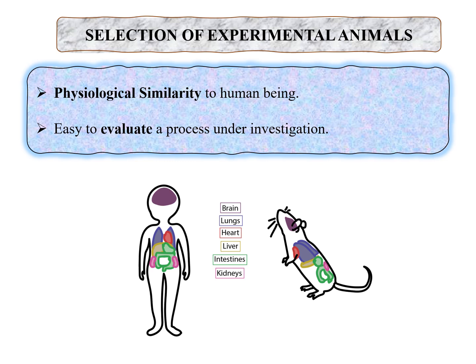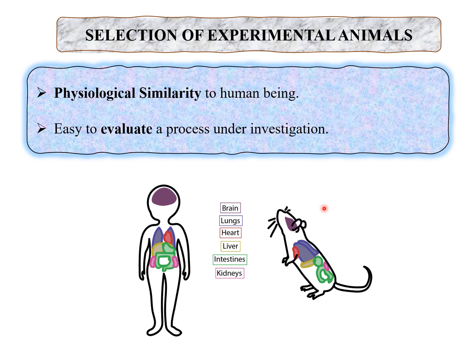As you can see in the picture, the brain, heart, lungs, kidney, intestine, all the organs are similar to that of the rat. So whatever study we want to perform on brain, lungs, heart, liver, intestine and kidney, we can perform on rats first. And if we find safety and efficacy in the rat, we can perform the same study on human beings.